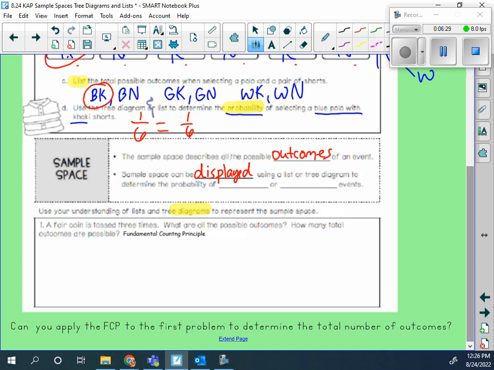using a list or a tree diagram to determine the probability of simple or compound events. Okay, simple is everything we've done up until now. Compound is what we're getting into. So simple means I flip the coin once. Now I'm going to start flipping a coin, rolling a die, picking a card, whatever. Okay, now we got some practice down here.